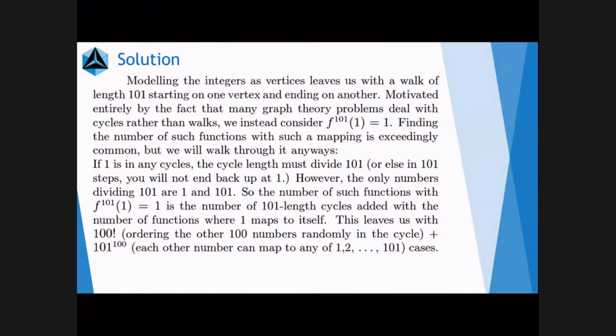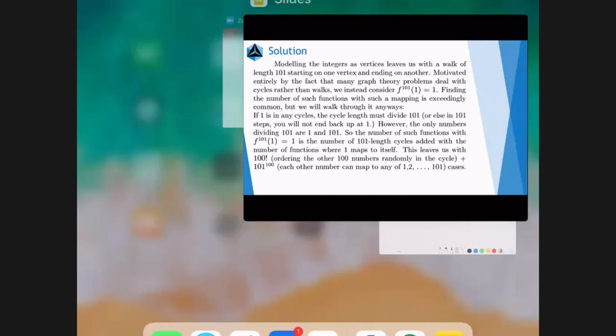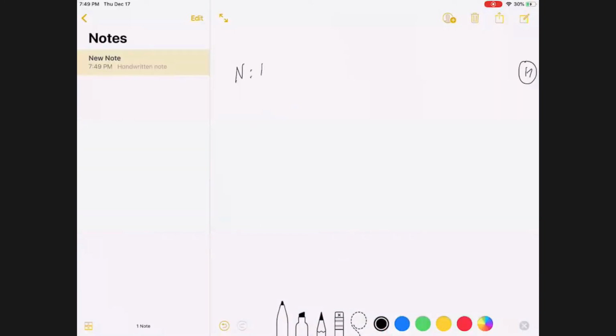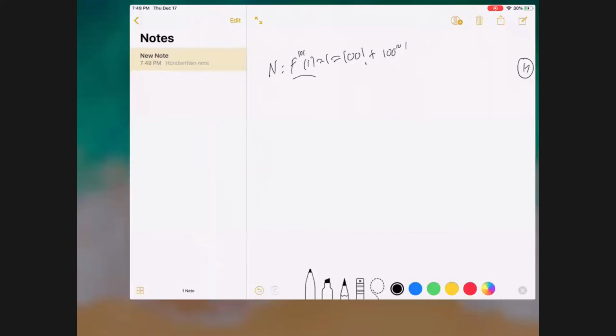And so this leaves us with 100 factorial plus 101 to the 100. We're going to write this down. N such that f to the 101 of 1 equals 1 is 100 factorial plus 101 to the 100, or there's 100 other numbers, so it would be 100 to the 101. And this is the number if f to the 101 of 1 equals 1 was the constraint.